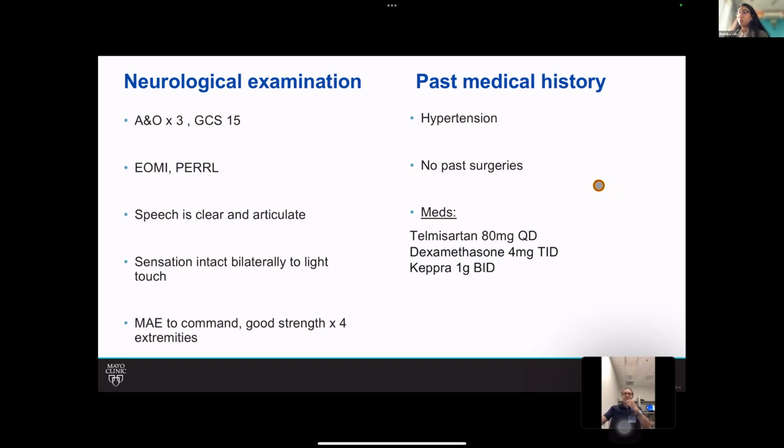He did not have hypertension before the seizure episode and developed it after the episode, for which he was put on telmisartan 80 mg once a day. To prevent further seizures, he was put on dexamethasone and Keppra.